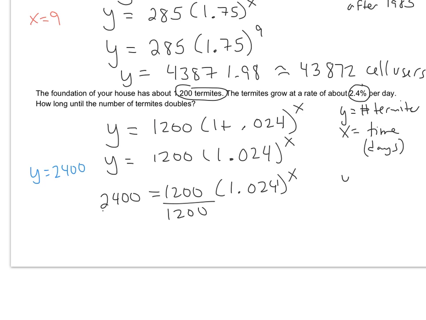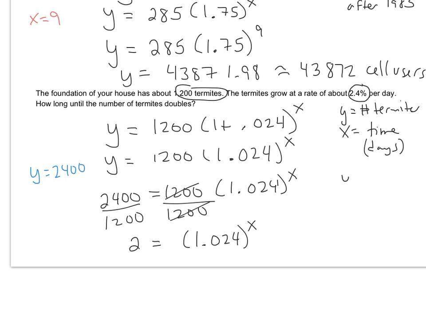So when we're solving these, we want to get the exponential base by itself when you're trying to solve for the variable in the exponent. So if I do that, I'll divide by 1200. So 2400 divided by 1200 is 2, equals 1.024 to the x.